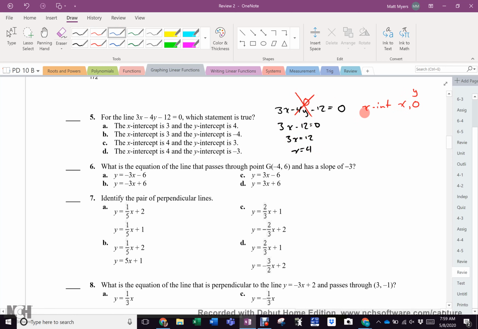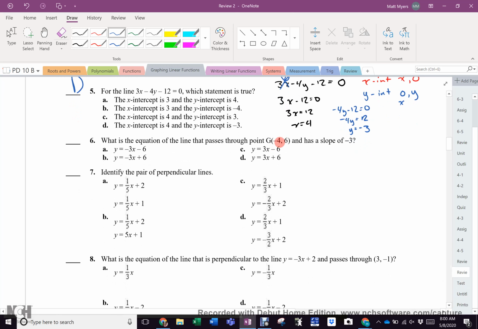Now, for the y-intercept, that's 0 comma y. So that is an x value. So that x would be 0, which would make the x disappear, which would give me negative 4y minus 12 equals 0, negative 4y equals 12, y equals negative 3. So I need 4 and negative 3, which is D.